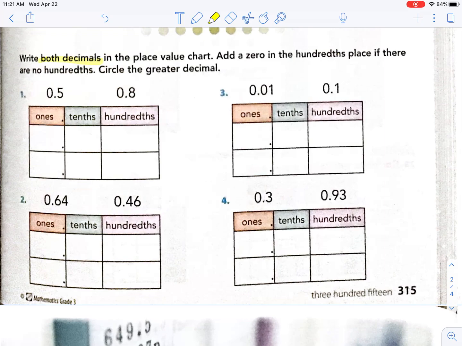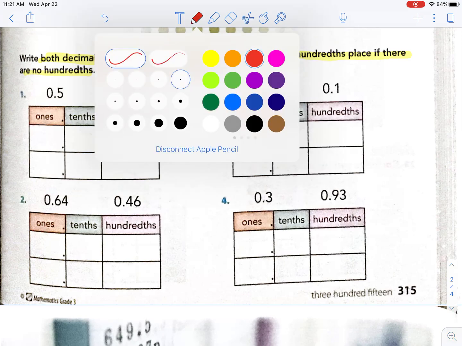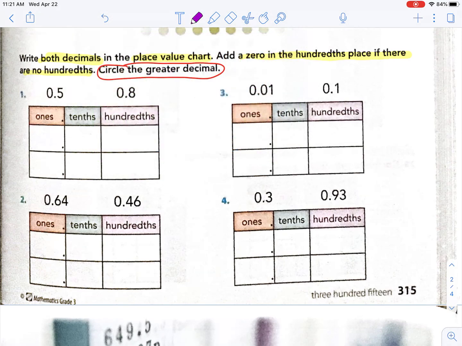Let's highlight the instructions. Write both decimals in the place value chart. Okay, that's first step. Add a 0 to the hundredths place if there is no hundredths. Okay, so that's like the penny place. If there's no pennies, no hundredths, we're just going to write a 0. And then last but not least, circle the greater decimal. So all those steps matter. If you forget to circle the greater decimal, you haven't done it right.